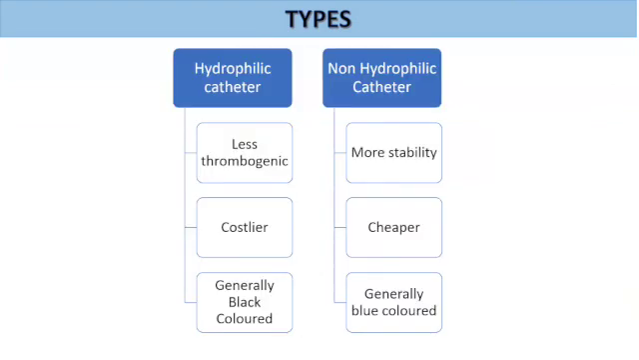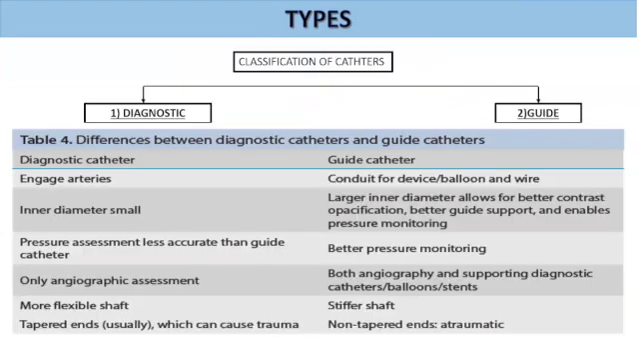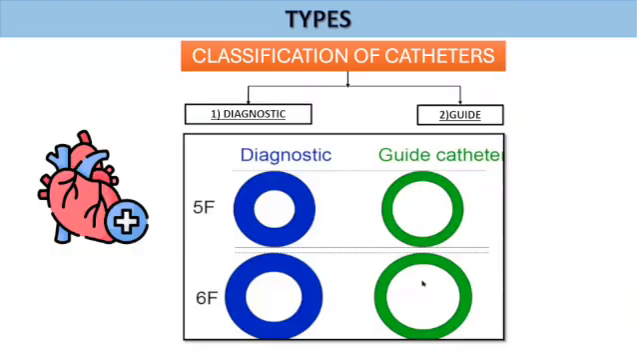Now this is the classification. Now coming to another classification of the catheter, diagnostic versus guide catheter. So this is the illustration of diagnostic and guide catheter. Guide catheters are wider catheters, have wider inner lumen, and they serve as a conduit to deliver balloons, microcatheters, snares, and they are rarely useful for us.